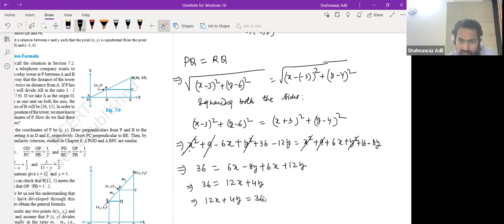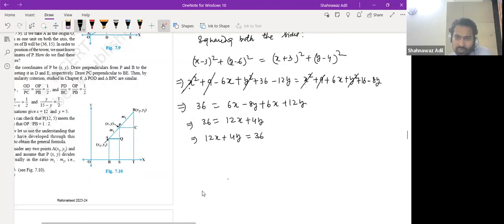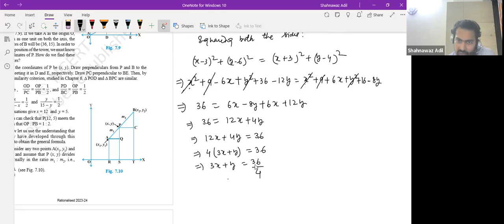And what is the common factor that we can take from each side? 4 is common, right? 4 is common everywhere, so we can take 4 common. So this is 4 times (3x plus y), and then 36. We take the 4 to the denominator, so this is 3x plus y equal to 36 by 4, so 9. So we get 3x plus y equal to 9. This is the relation between x and y. Is this clear?